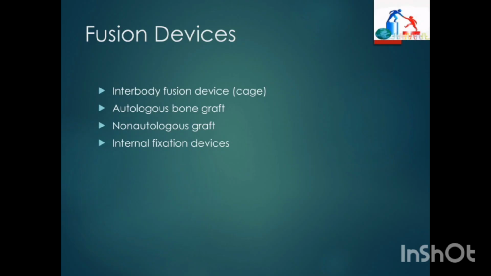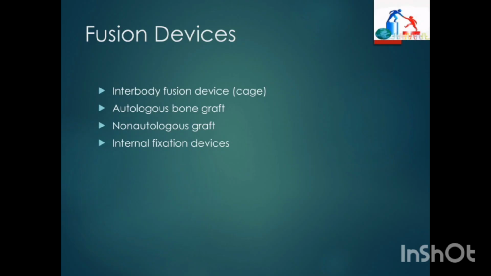Moving on, internal fixation devices are also critical. They include screws, rods, and plates that secure the vertebrae in proper alignment during the healing process. These devices ensure stability and maintain the correct spinal curvature as the fusion occurs. All these elements come together as fusion devices, working synergistically to promote solid spinal fusion.